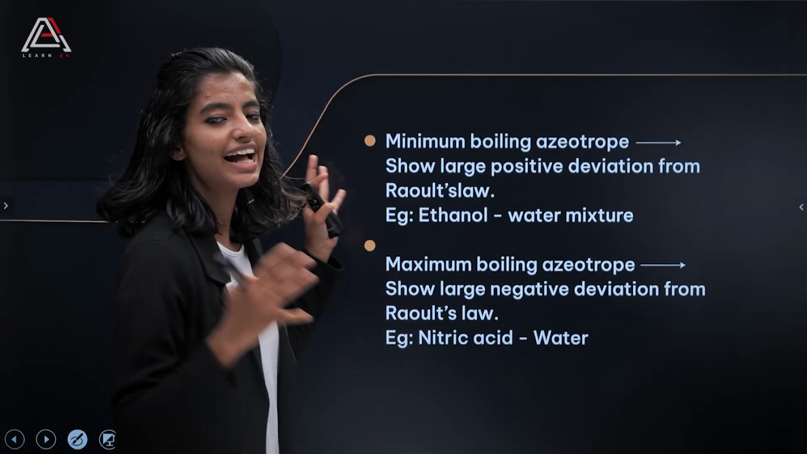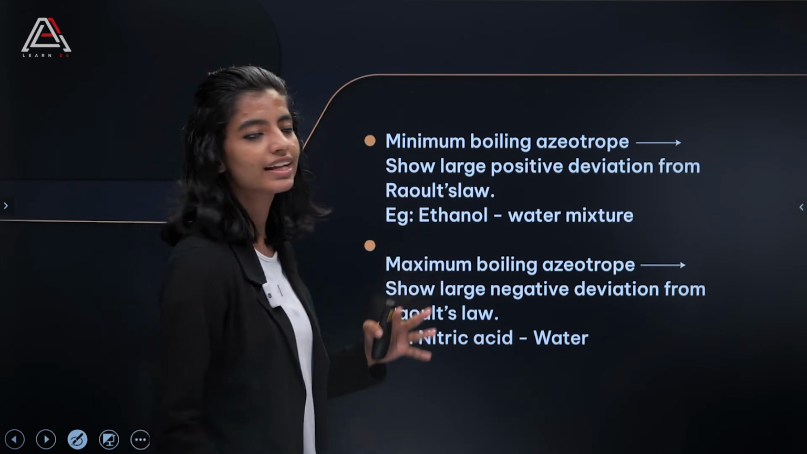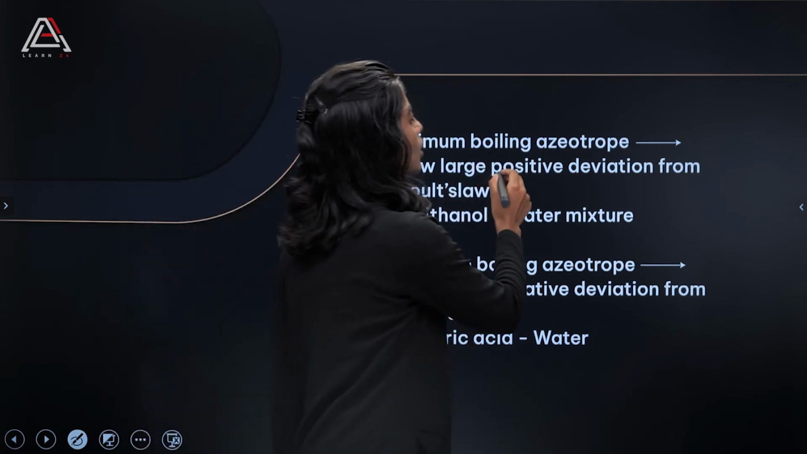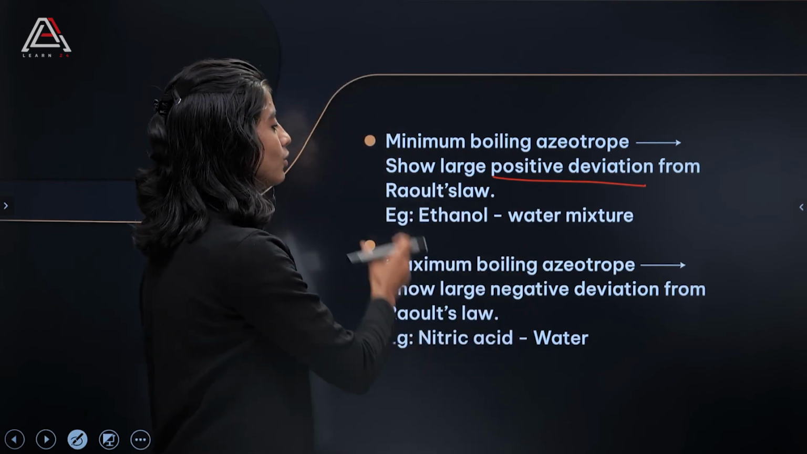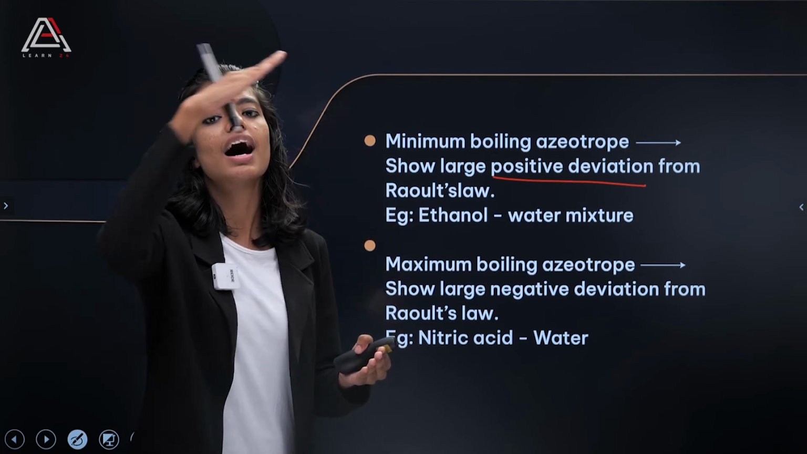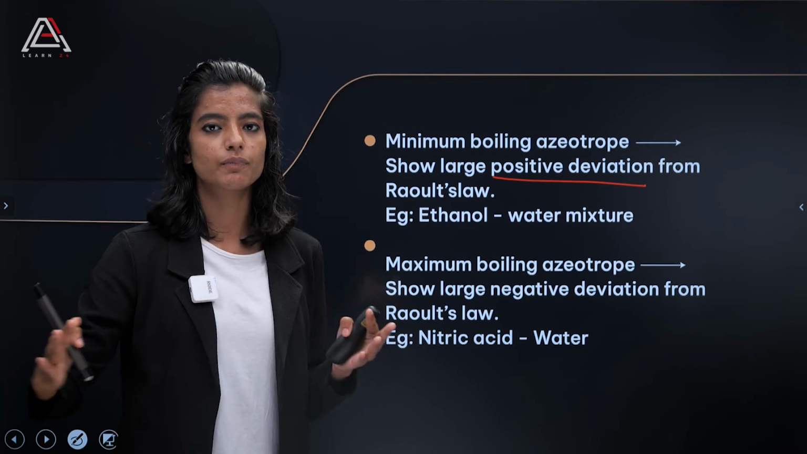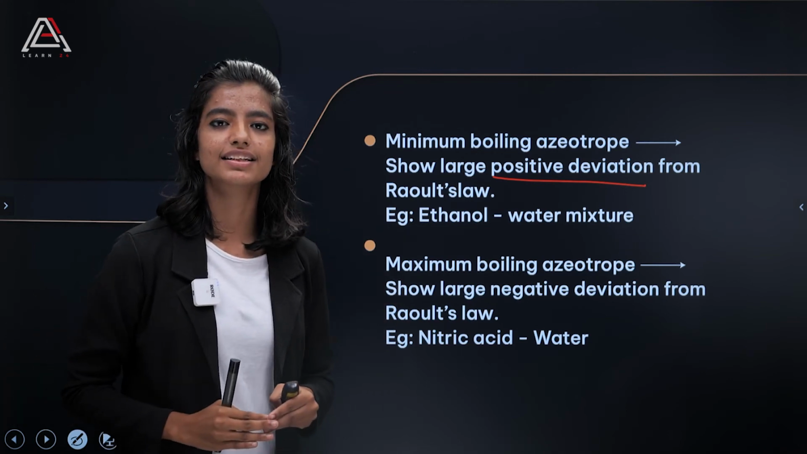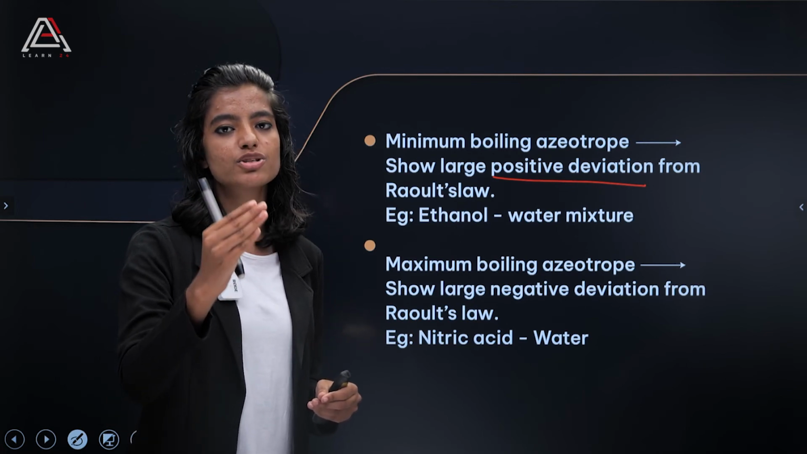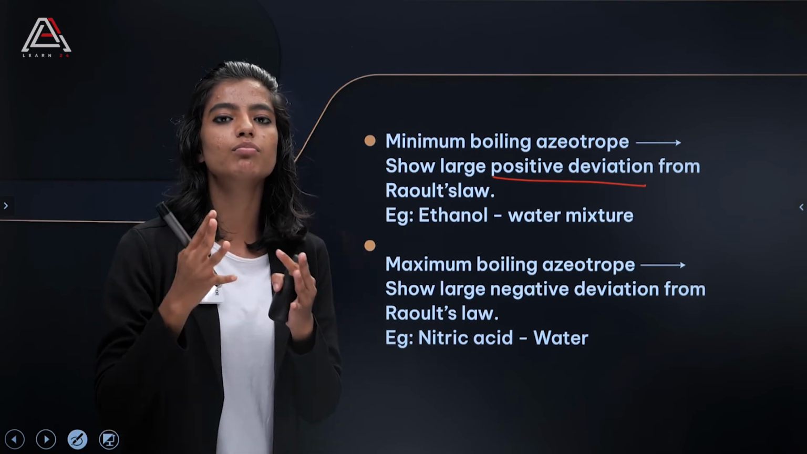Alright, now azeotropes are of two types, minimum boiling azeotrope and maximum boiling azeotrope. A minimum boiling azeotrope shows a large positive deviation from Raoult's law. What was positive deviation? Yes, it will have a higher vapor pressure than the predicted value. Now, what is the boiling point? Can you tell me that? Yes, it's the temperature at which the vapor pressure equals the surrounding atmospheric pressure. It's called the boiling point.